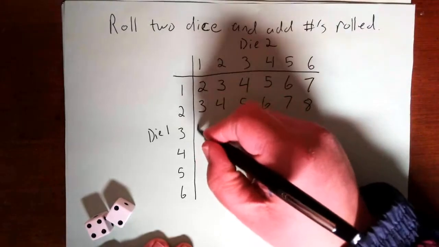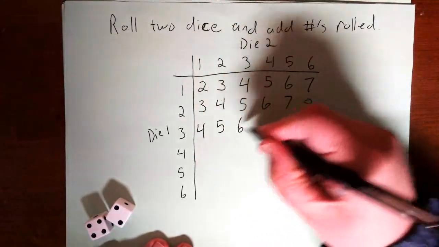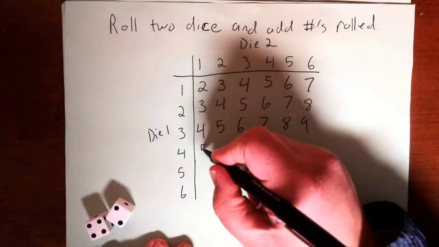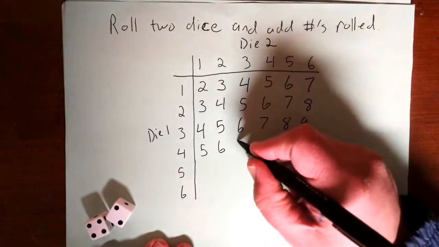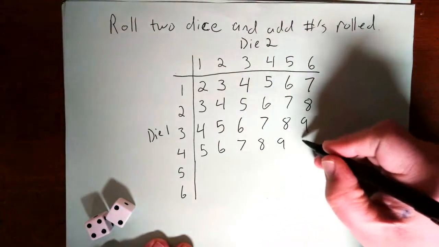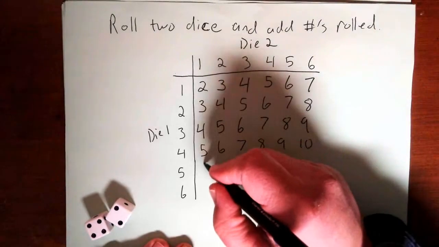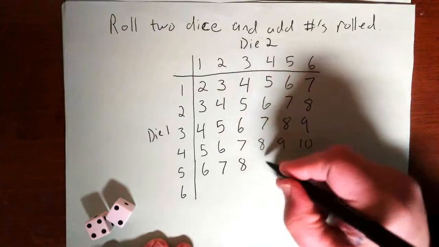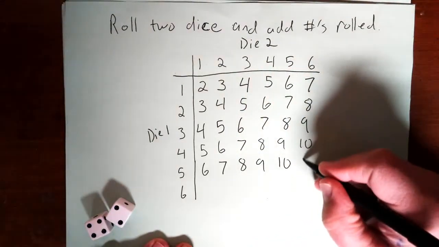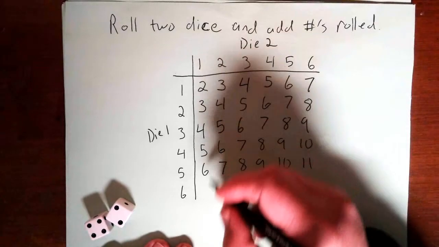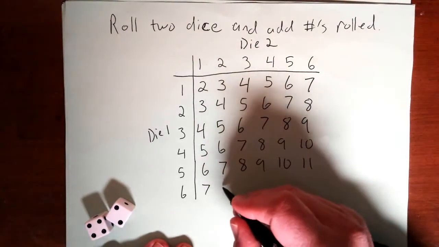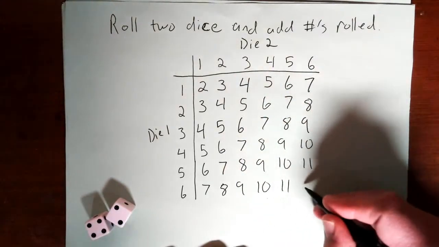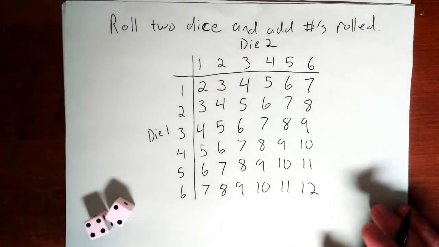And then a 3 and a 1 would be 4, 5, 6, 7, 8, 9. 4 and a 1, that would be 5, 6, 7, 8, 9, and 10. 5 and 1 is 6, 7, 8, 9, 10, and 11. And then we would get 7. 6 and 1 is 7, 8, 9, 10, 11, and 12.